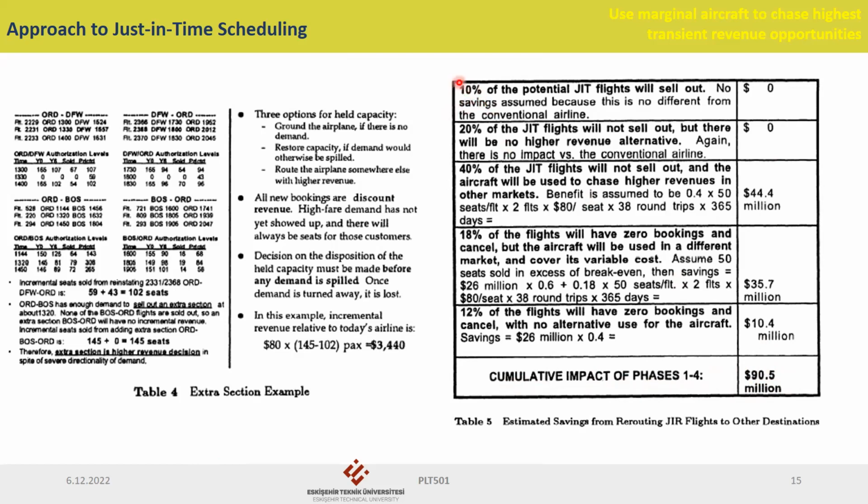While you are putting them in small scales, like 10% of the potential just-in-time flights will sell out, you cannot see any value. You can start with the 40% values. When you multiply with these values, you can see huge values from these tables. Okay.